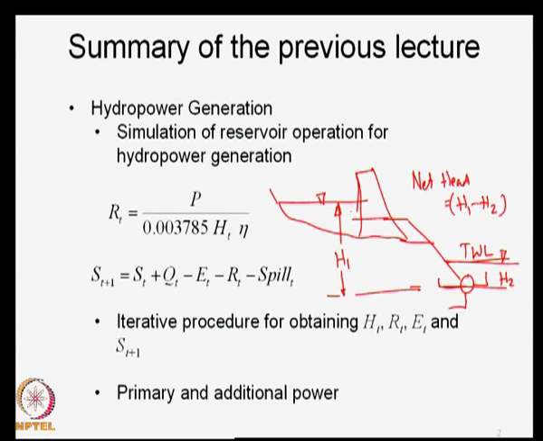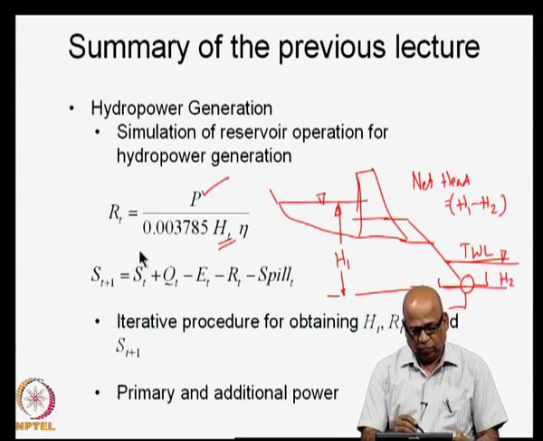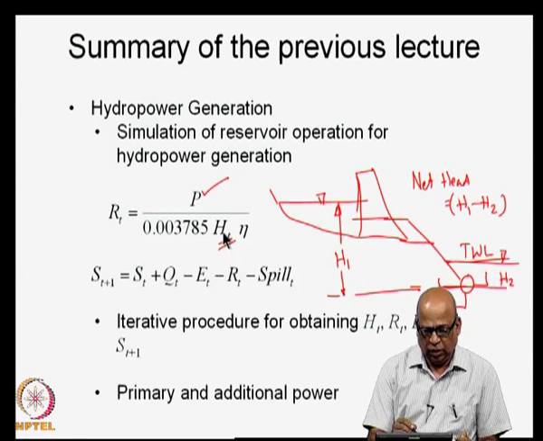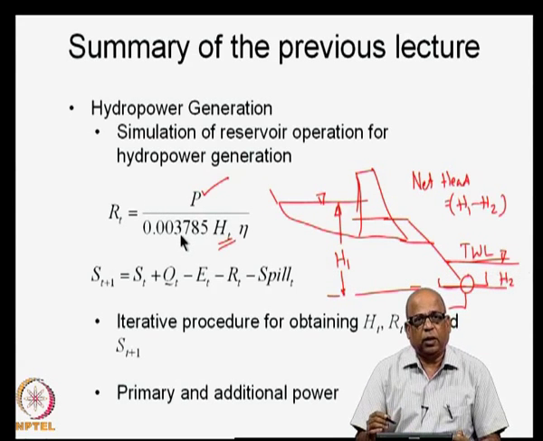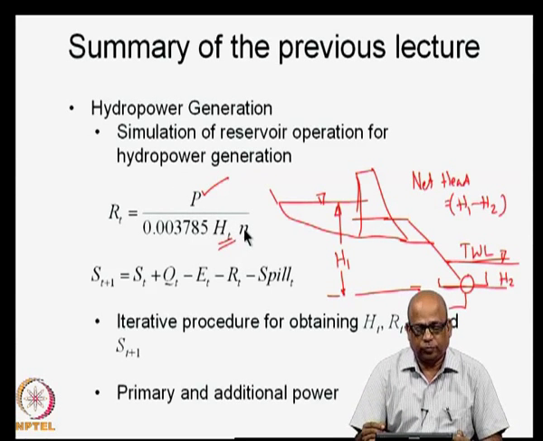As we saw in the previous class, to generate a given power P associated with the net head HT and the overall efficiency eta, we obtain RT in terms of million cubic meters. This is the release to be made from the reservoir in million cubic meters, and in this expression P is in megawatts, HT is in meters, and this is for a monthly time period. You can refer to the last lecture. This is the expression that we obtained.